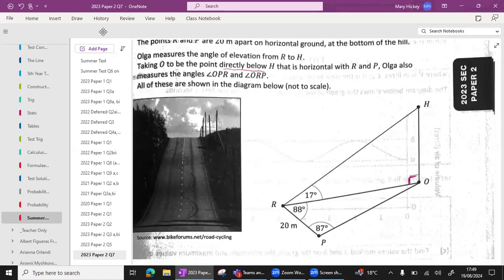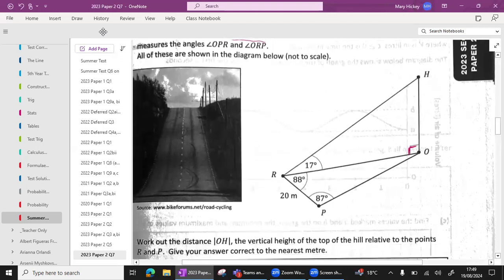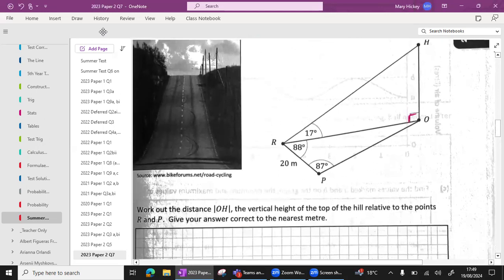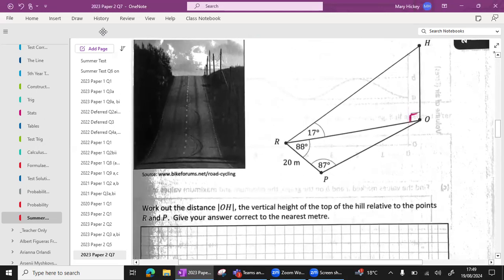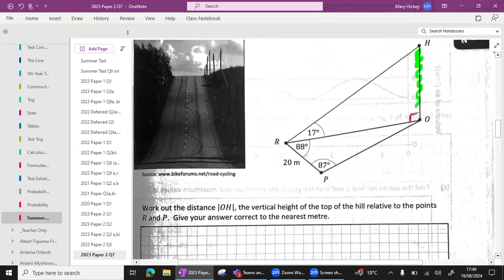Olga also measures the angles OPR and ORP. They're all marked in already. All of these are shown in the diagram, again, not to scale. So we can't take out a protractor or a ruler here. We have to do a calculation. So it says work out OH. OH is what I have here in green.